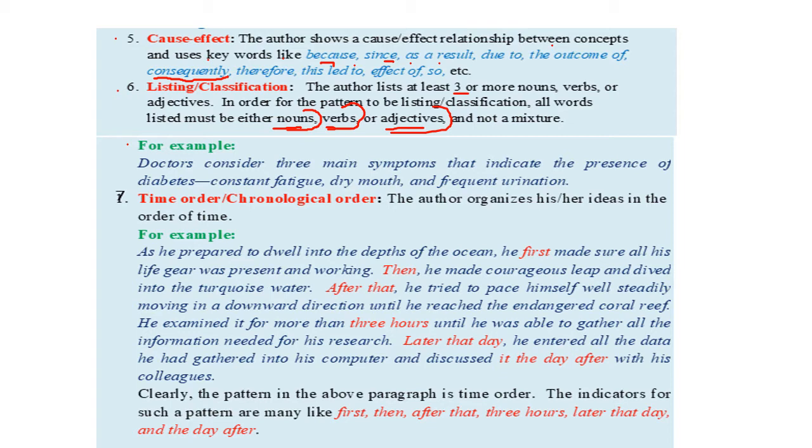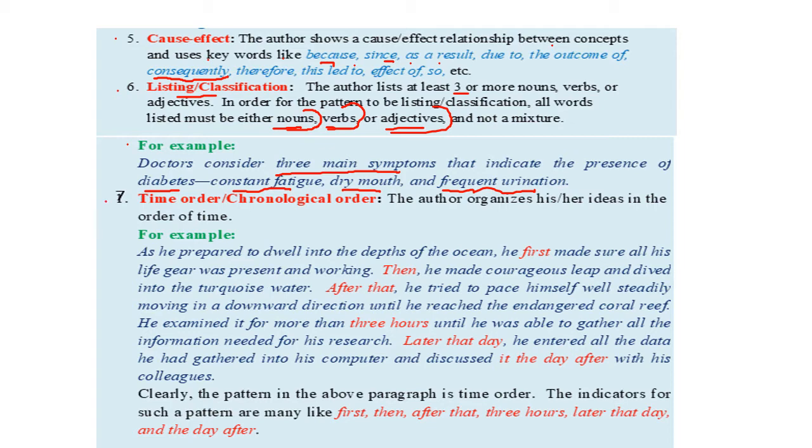Doctors consider 3 main symptoms that indicate the presence of diabetes. Diabetes is high blood sugar. Constant fatigue, tiredness, dry mouth, and frequent urination. Of course, all those concepts listed, ideas listed, are nouns. So obviously here, the pattern of organization is one of listing or classification. You can choose either word.